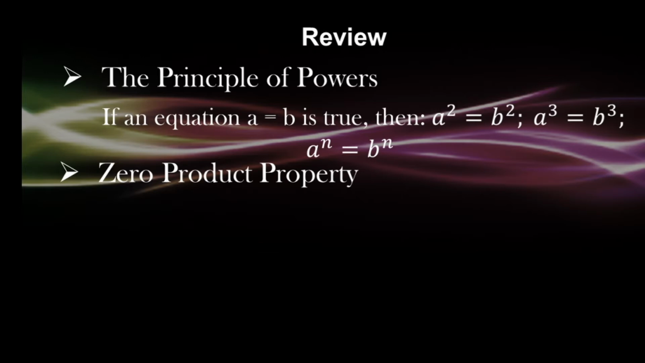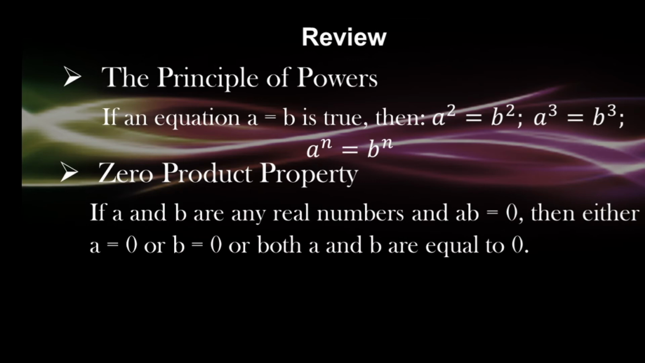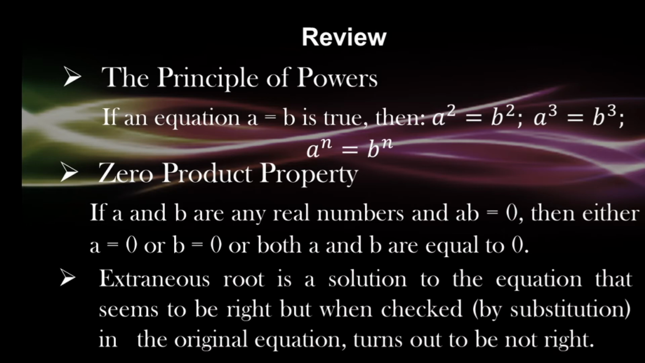How about the zero product property? The zero product property states that if A and B are any real numbers and AB is equal to 0, then either A is equal to 0 or B is equal to 0 or both A and B are equal to 0. How about an extraneous root? An extraneous root is a solution to the equation that seems to be right, but when checked by substitution in the original equation, turns out to be not right.